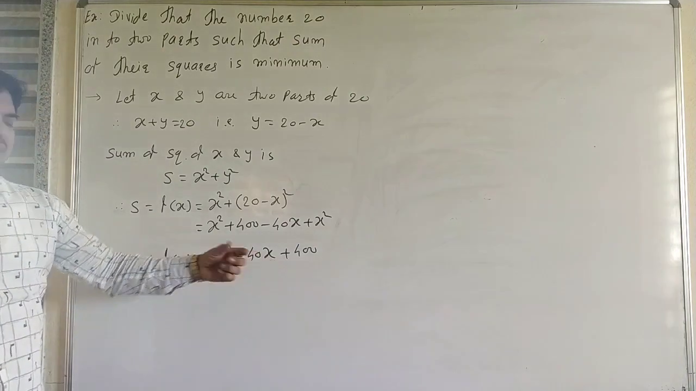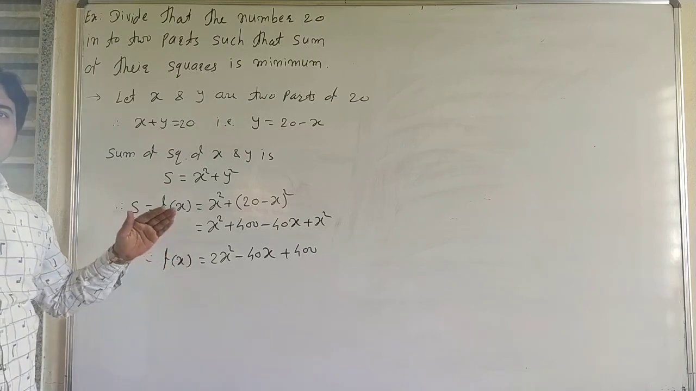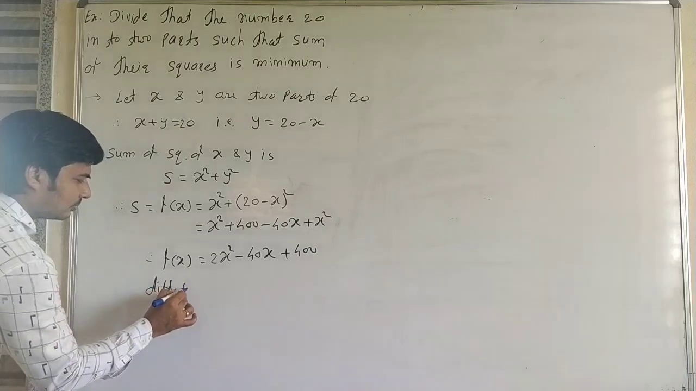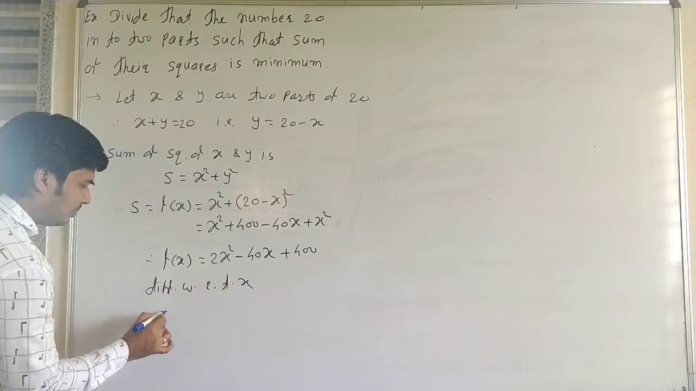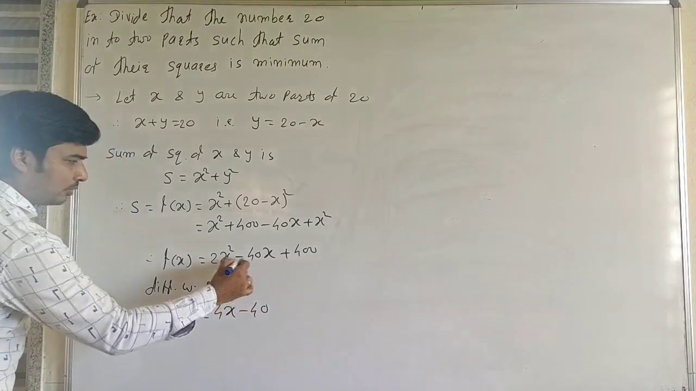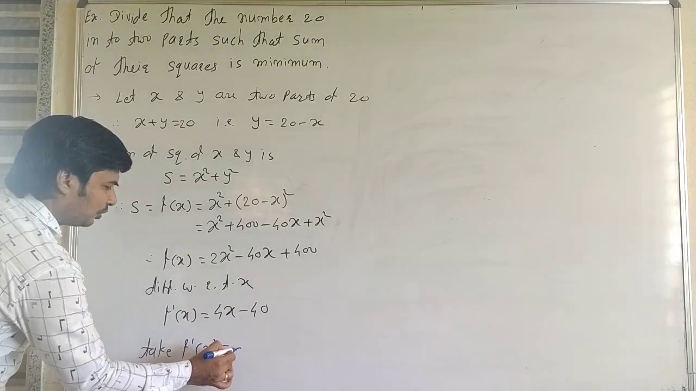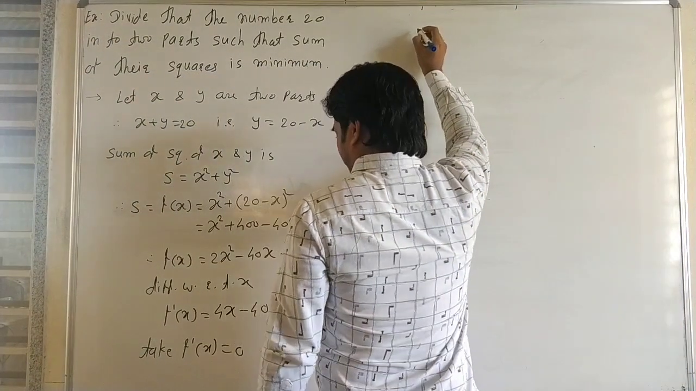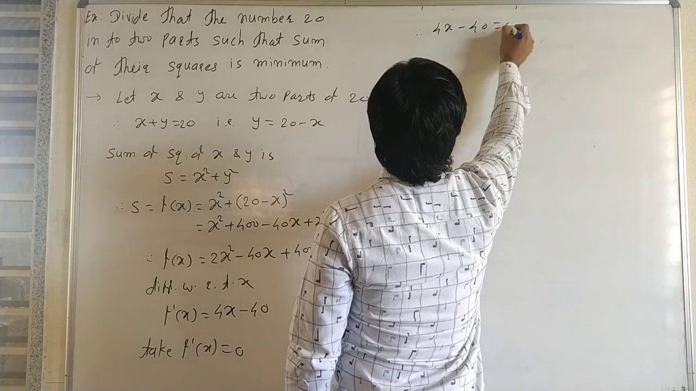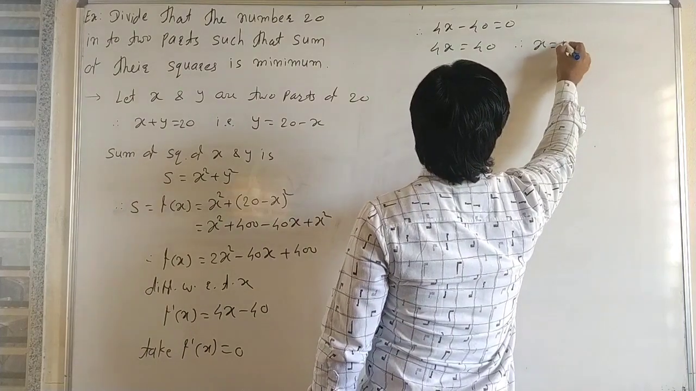Now we apply the second derivative test. Therefore it is f of x, then find f dash of x, then take f dash of x is equal to 0. Therefore differentiate with respect to x. f dash of x is equal to 4x minus 40. Then take f dash of x is equal to 0 to find the stationary points. Therefore 4x minus 40 is equal to 0, 4x is equal to 40 and therefore x is equal to 10.